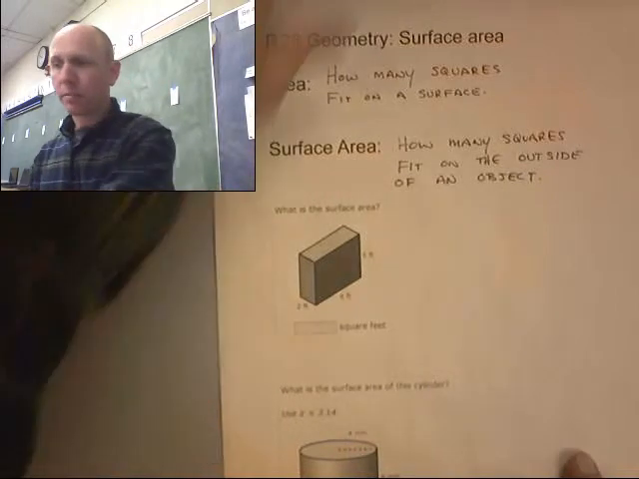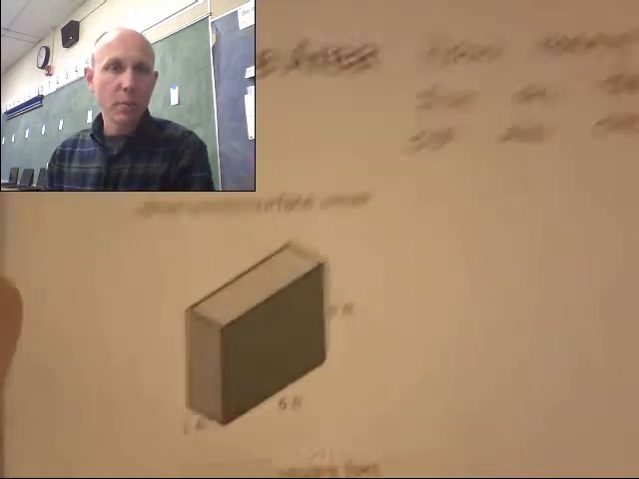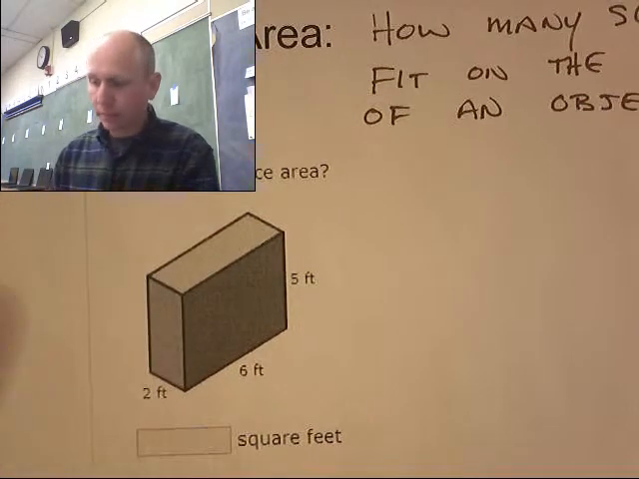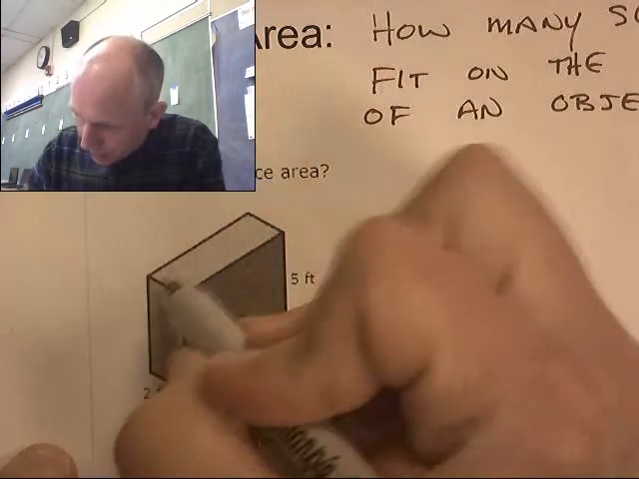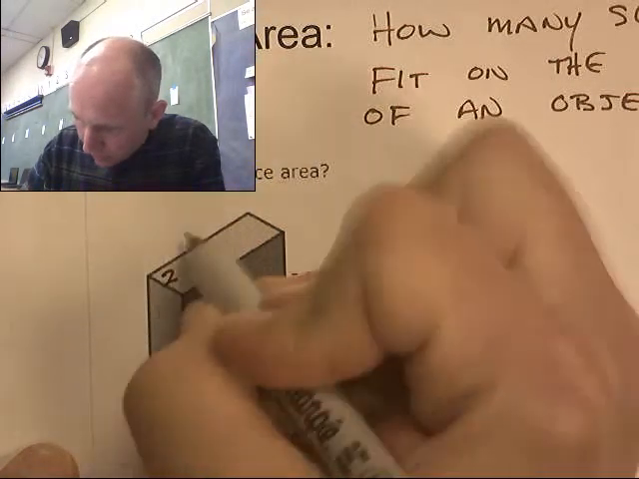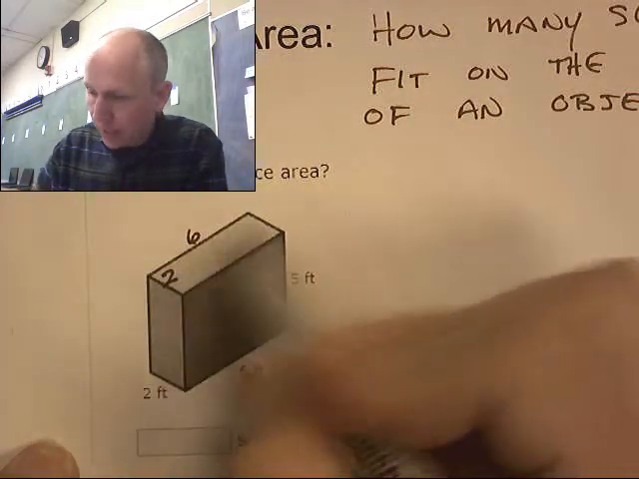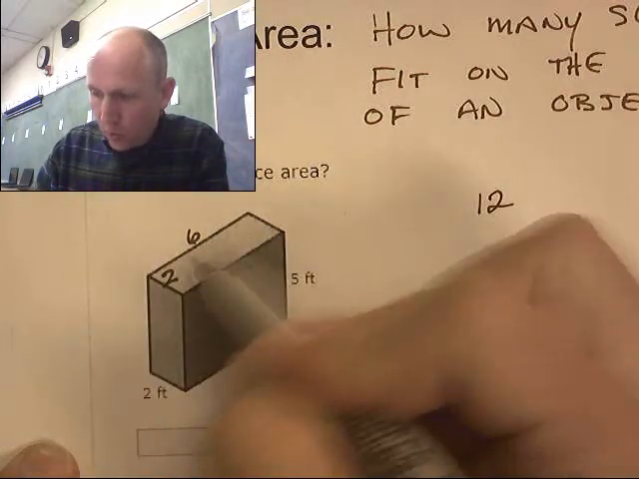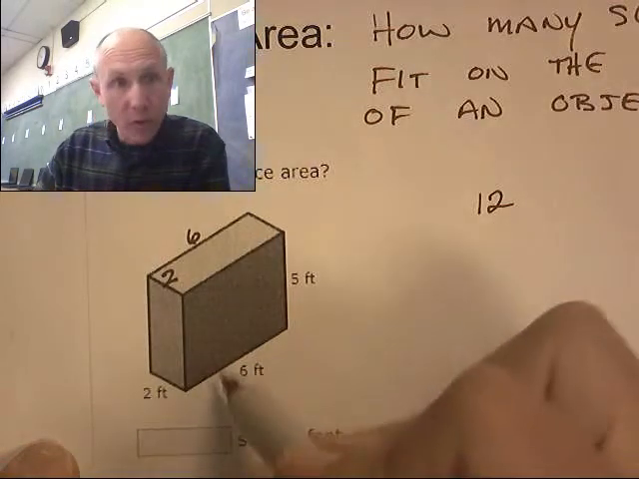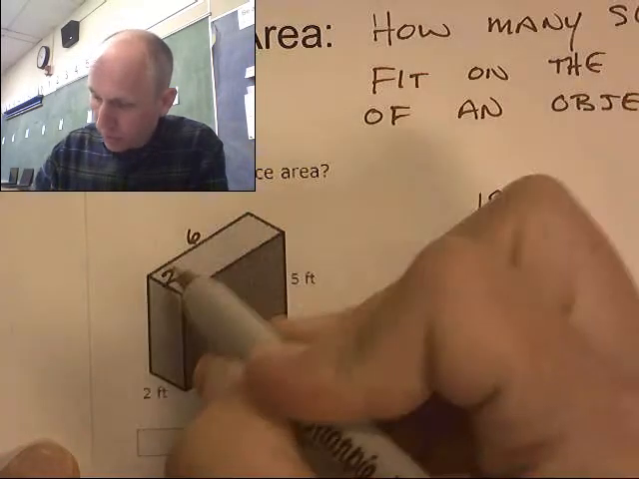So let's look at this problem. Now let's see if we can break this thing down. What's this? This is a 2 by 6. Well, isn't that a 12? So I have 12 squares here, but then don't I also have 12 to go on the bottom of that? Okay, so we took care of the top and the bottom.